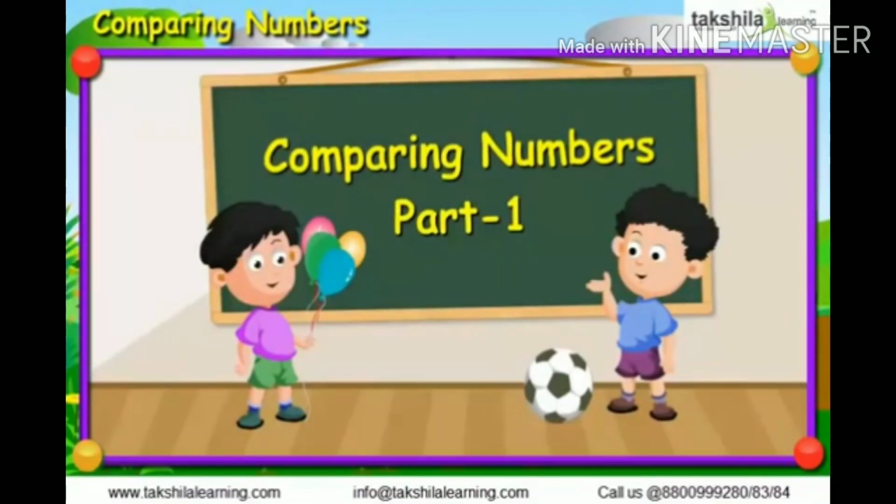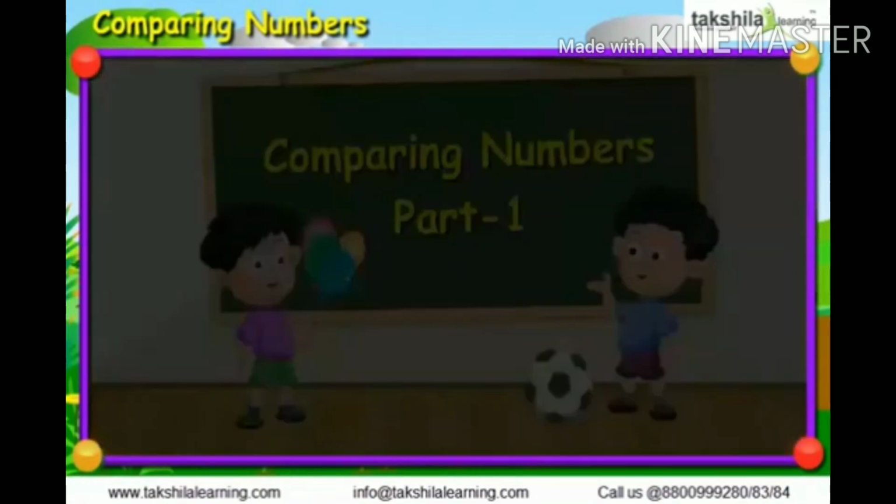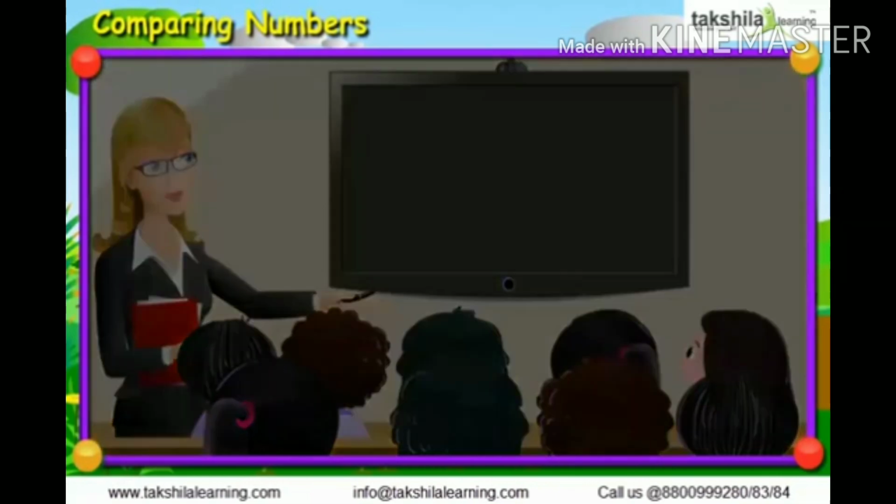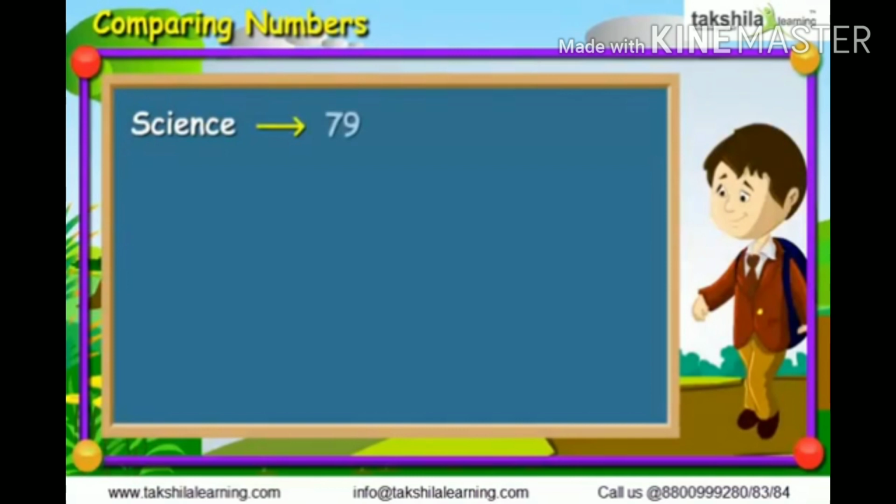Comparing numbers. Part 1. Children, in this module, let us learn about comparing different numbers. Children, before moving any further, let us first understand this problem. Saurabh has scored 79 marks in science and has scored 143 marks in maths. Can you tell in which subject he has scored more marks?